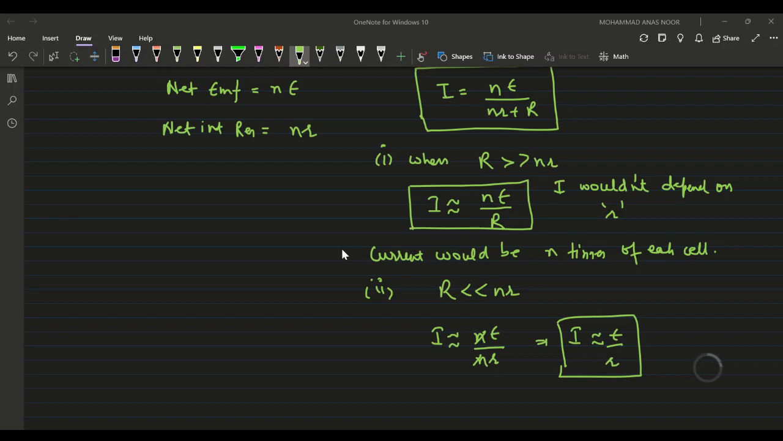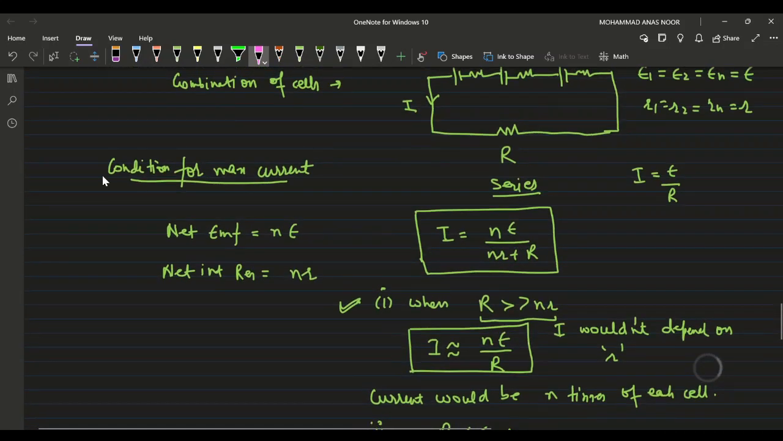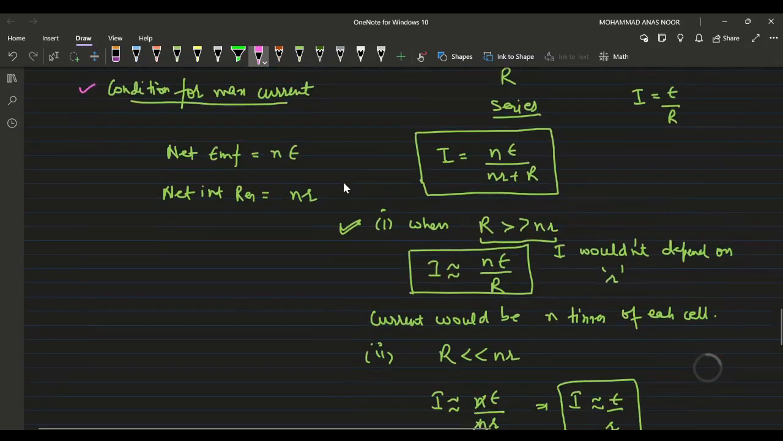Now we have got a point to make. The point is, when the external resistance is much higher than the internal resistance, that is the first case, then the cells should be connected in series to get the maximum current. Because in this case we are getting n times the current, and this current is very small as compared to this, right? Because the heading is the condition for maximum current only.